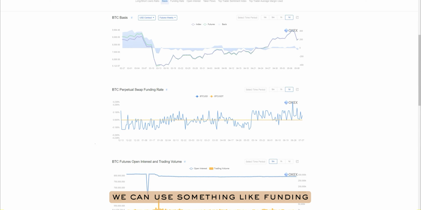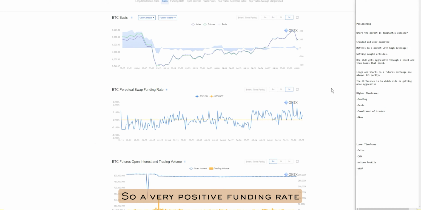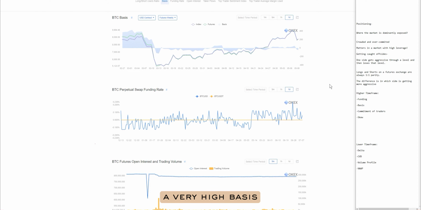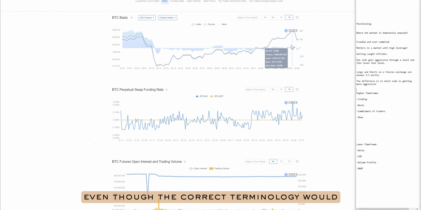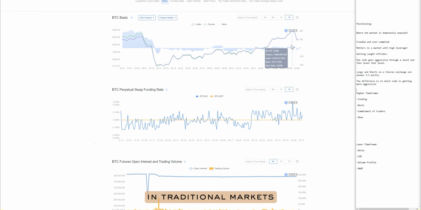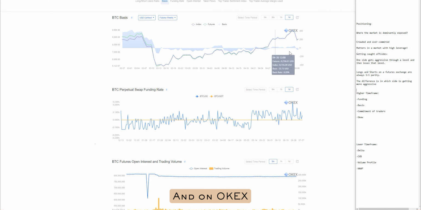All right, so on the high time frame, we can use something like funding. So a very positive funding rate, a very high basis, which on OKX is seen as a positive basis if futures are trading at a premium, and a negative if they're trading at a discount, even though the correct terminology would in traditional markets mean that if there was a positive basis that spot was above futures, but still that's how they use it in crypto and on OKX.